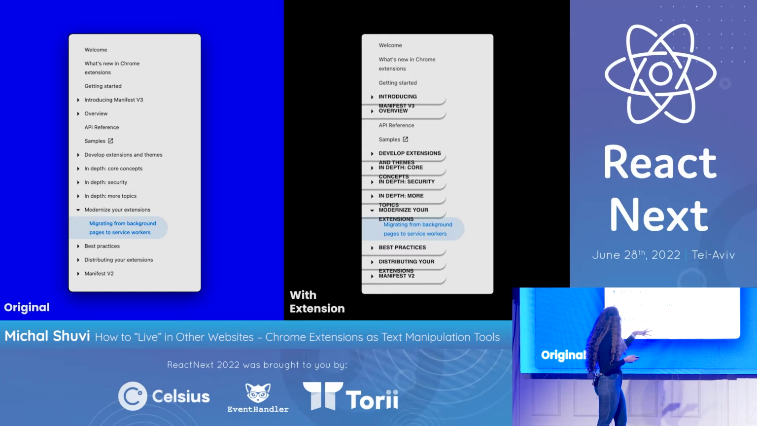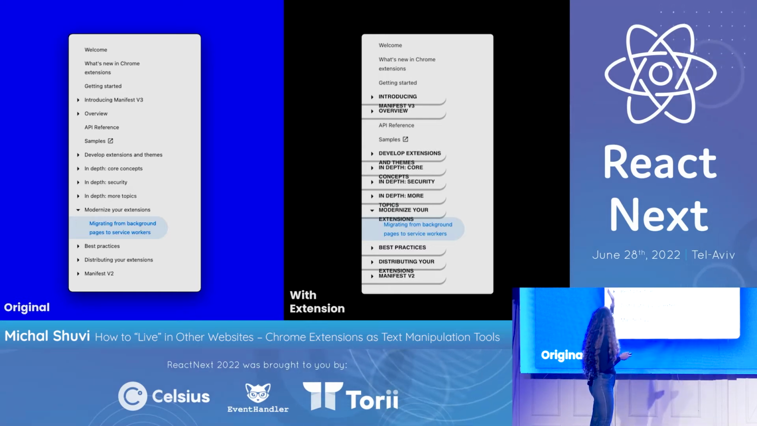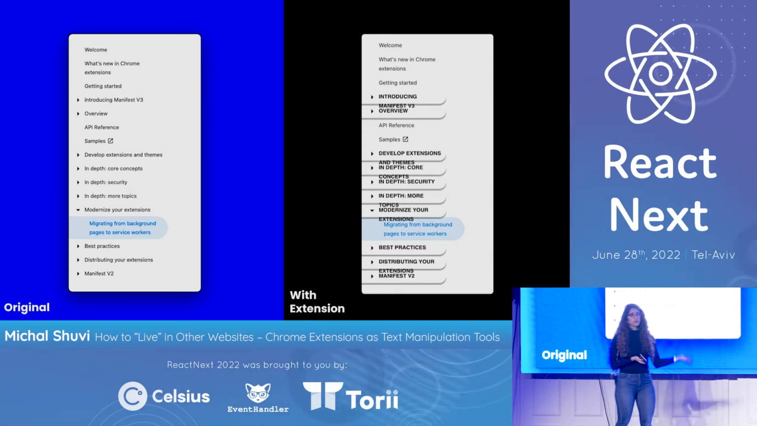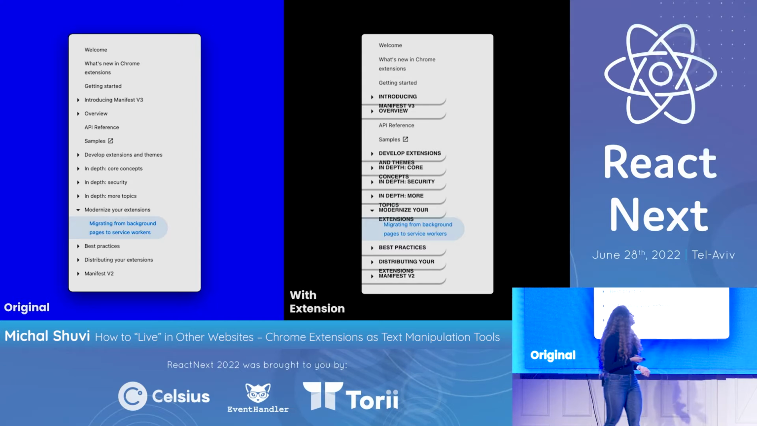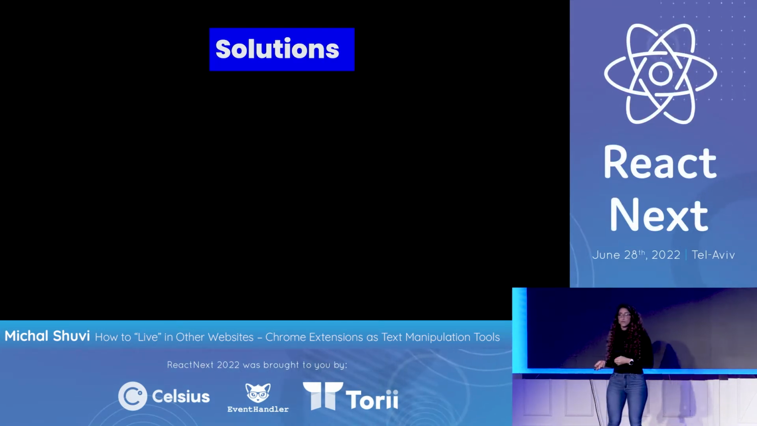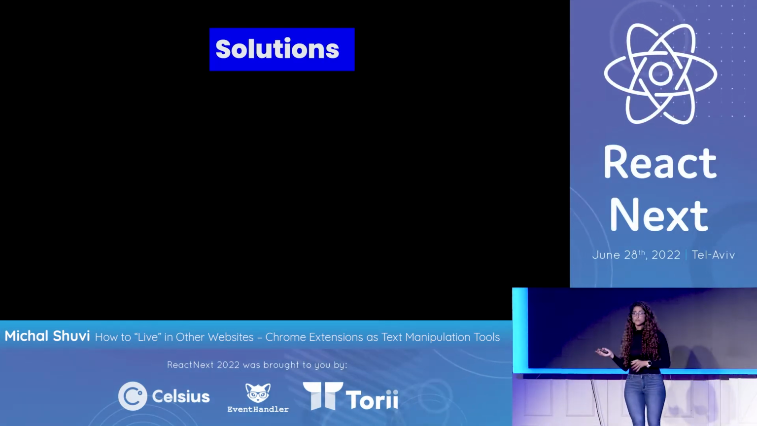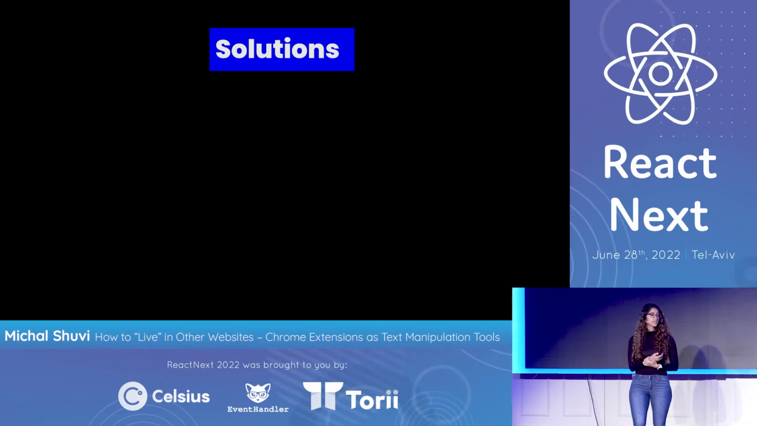And also the other way around. The original looks good, and with the extension we broke the site, it looks awful. So how can we solve this? First of all, you can think of some naive solution.